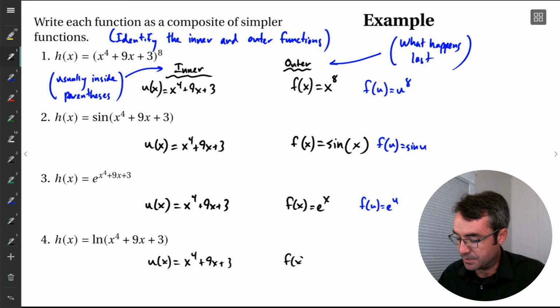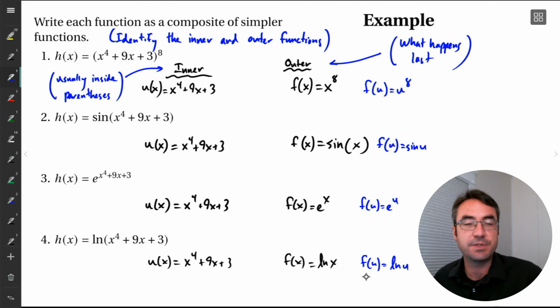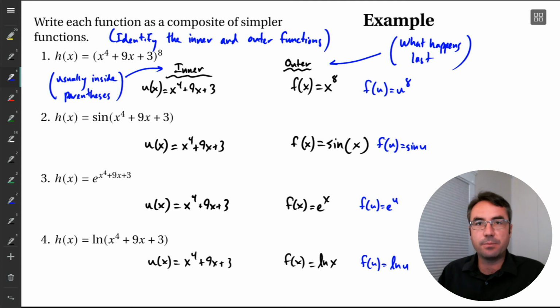So f of x is going to be, if we want to write it as a function of x, which is fine, natural log x, or to really emphasize the composition, we sometimes might use variable u. So we would say f of u is equal to the natural log of u. So this is going to be an important kind of skill that we're going to use throughout the course. Given a complicated function, being able to recognize that it's a composition of two functions, and then being able to kind of break that function apart into an inner function and an outer function.